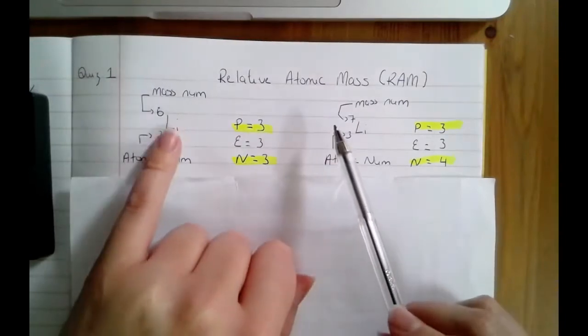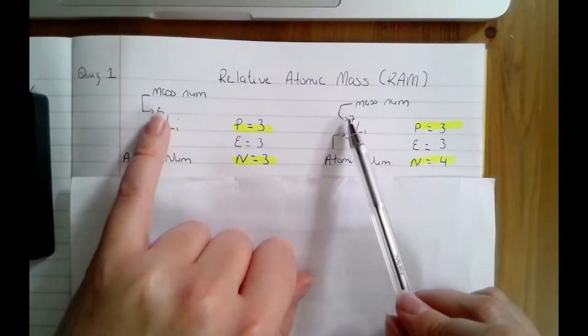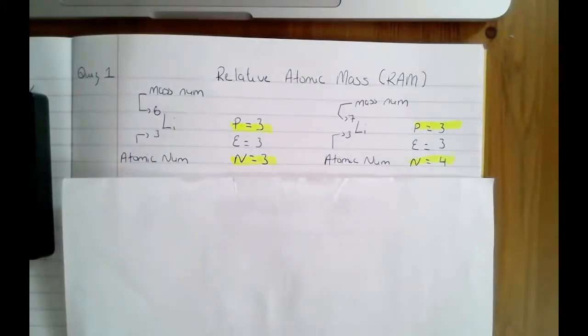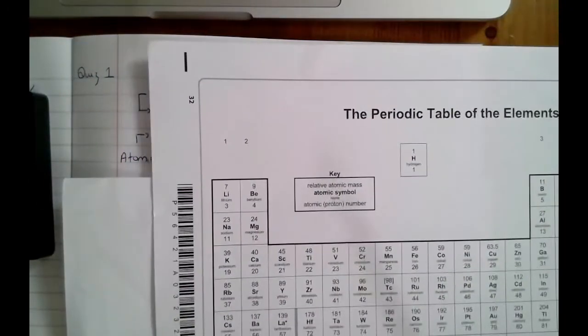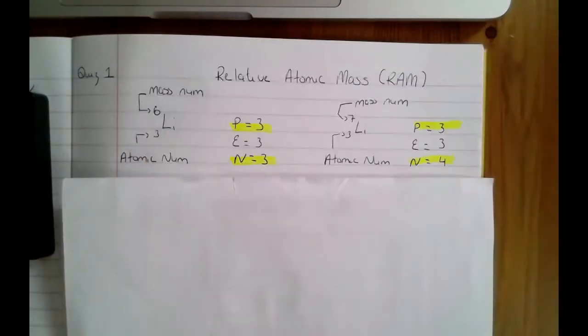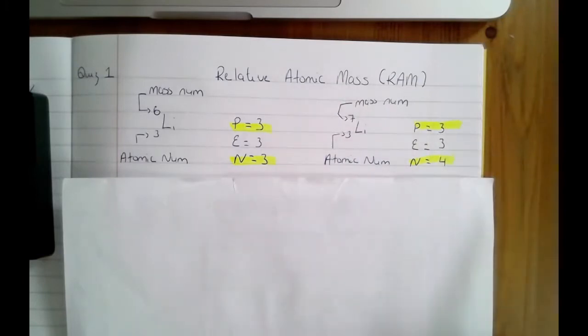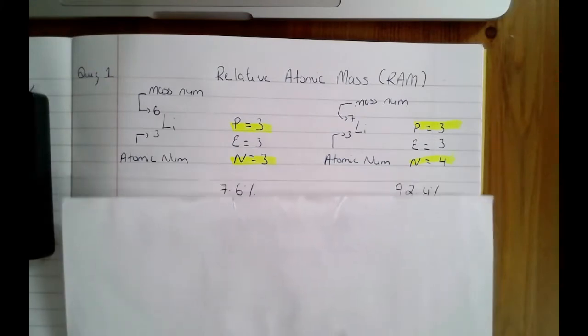However, even though 2 different isotopes of lithium exist, with 2 different mass numbers, if I look at the periodic table, only one of those isotopes is represented, the lithium with a mass number of 7. So why was that lithium chosen? Well, in actual fact, what's represented on the periodic table is the result of a calculation of relative atomic mass. And in this calculation, you take into account how common each of these isotopes are.